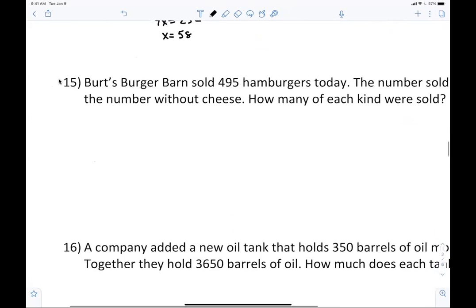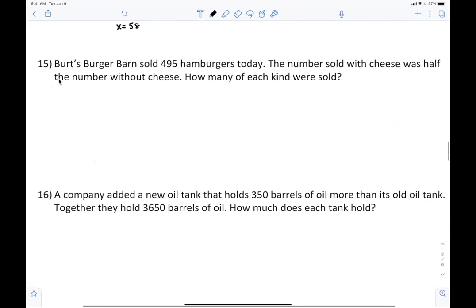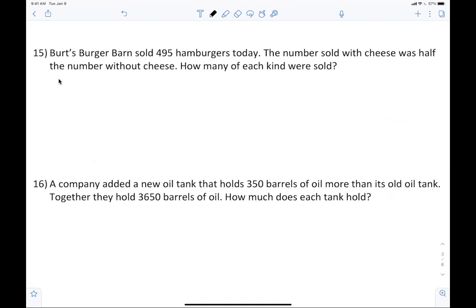All right, here we go. Bert's Burger Barn sold 495 hamburgers today. The number sold with cheese was half the number without cheese. Now, this was confusing the way it's written. So really what they're saying is, I should have just said 495 what? Sandwiches. That's right.